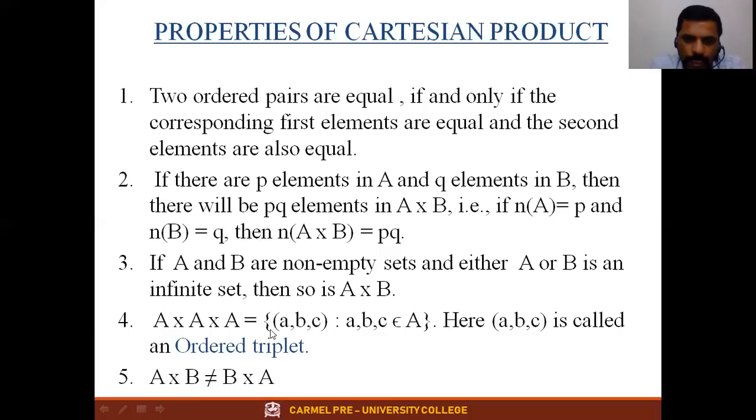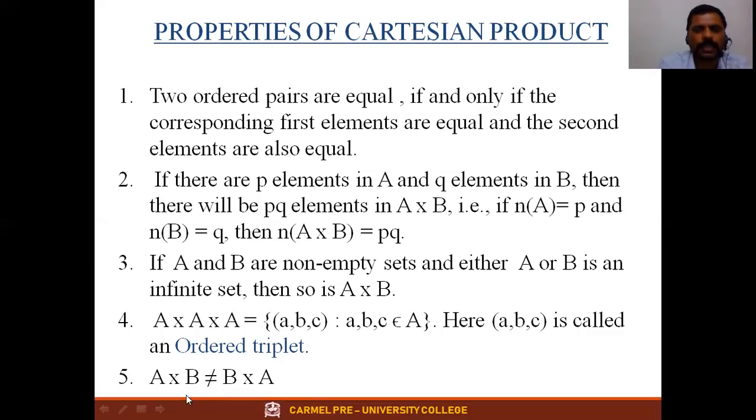What is the order? Here it is the same set, so it doesn't make any difference. But even if it is different, it should follow the same order. It is A comma B comma C, where A is from set A and B is from set A, and C is from set A, because all are chosen as A. Usually in your syllabus they ask only this. But if you go to a little higher level, they can ask you A cross B cross C, which is not in your syllabus actually.